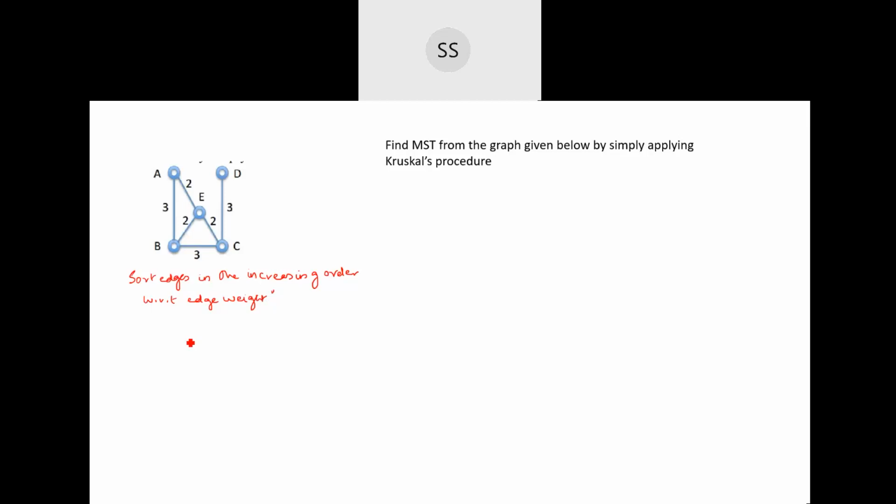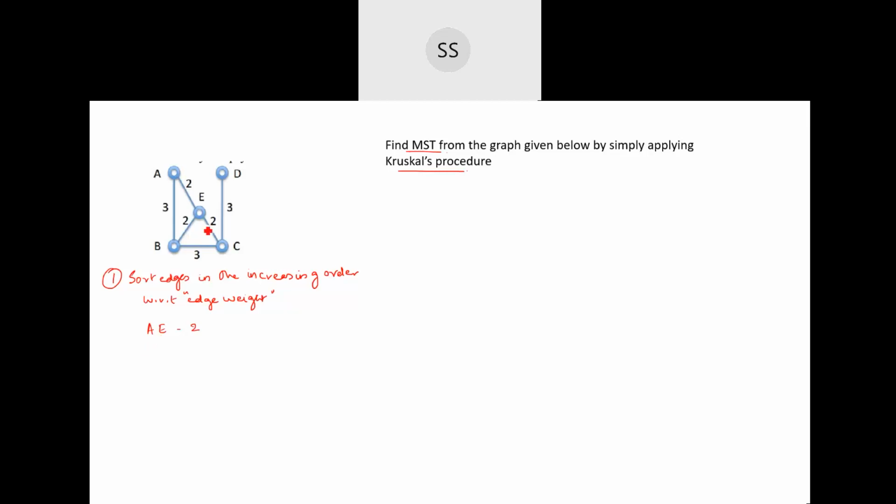I saw many people have not written the intermediate steps and all, they have just written a lot randomly. So if it says to find the MST using Kruskal's procedure, the first thing that you need to do is sort the edges in the increasing order with respect to the edge weight. So we have many edges here. Which is the minimum one? We'll write that first. First we will write AE because it has got the edge weight of 2.